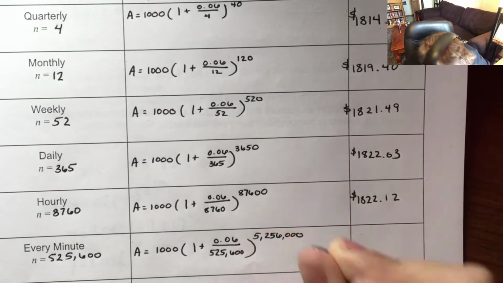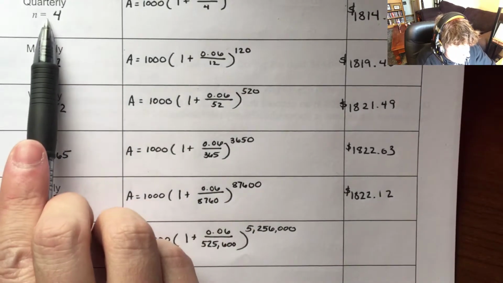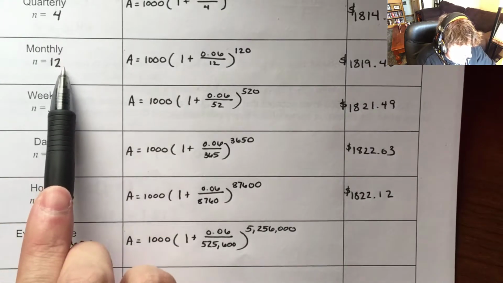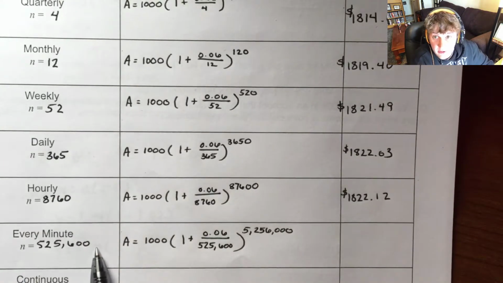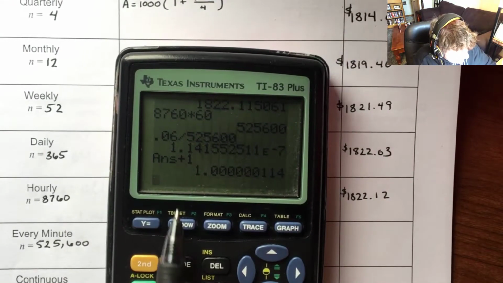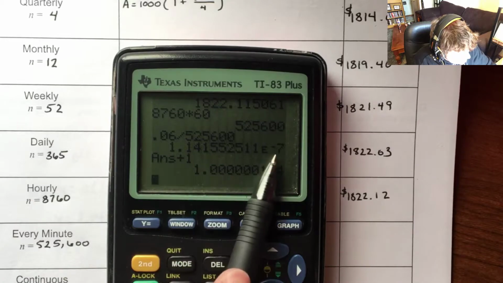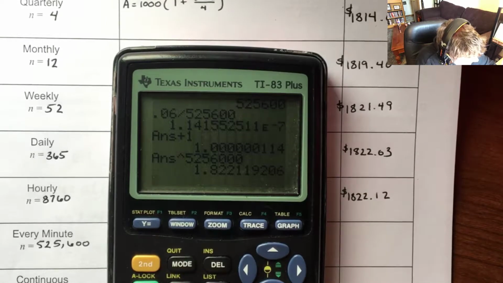5,256,000 power. Okay, and so all you can do is we're increasing the amount of times in a year. So we started by every 3 months, then every month, then compounding it every week, then every day, then every hour, and now we're compounding every single minute. So 0.06 divided by 525,600, we get this. Add 1 to it. Then we're going to have to take that to the 5,256,000 power, and then multiply it by 1,000.